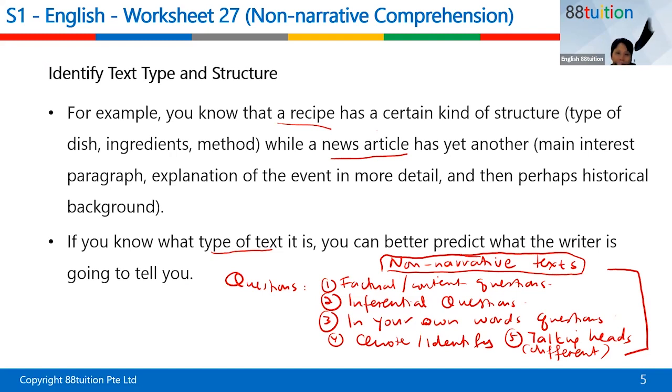But for now, these are the types of questions for your WA3. Okay, factual, inferential, in your own words, quote or identify, talking heads. Because your set one, they will not ask about attitude questions. There's this question about attitude and tone. Attitude and tone is normally set two, but I'm not sure. I've not seen set one schools in Singapore asking that kind of question in set one. Usually in set two they ask tone and attitude questions. So these five questions are essentially your questions for non-narrative text.